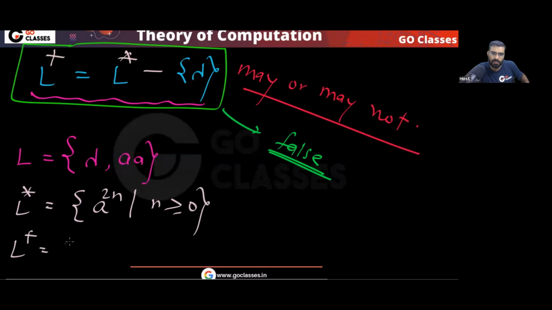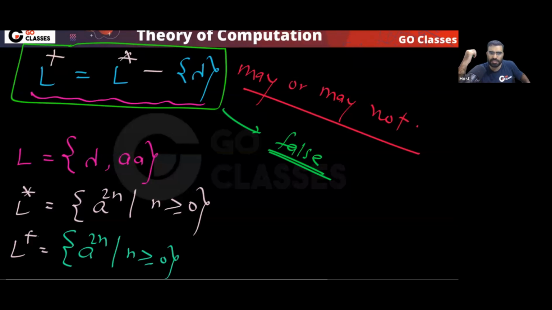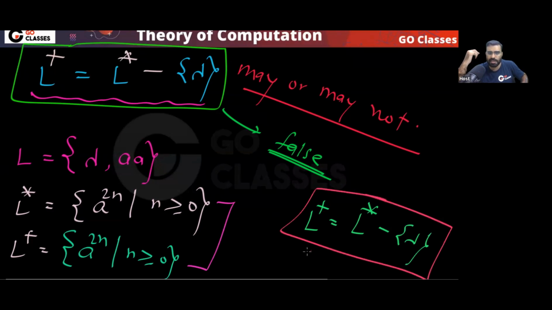What will L plus be for this language? L plus also will be the same. You can check it out. L star and L plus are basically the same for this language. So can I say L plus is equal to L star minus lambda? This statement is false. This statement is basically false.